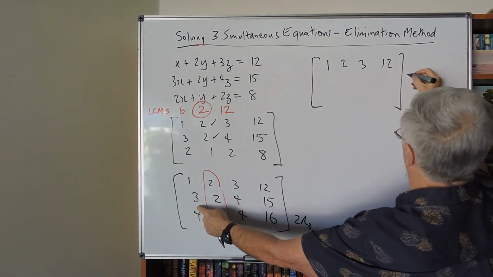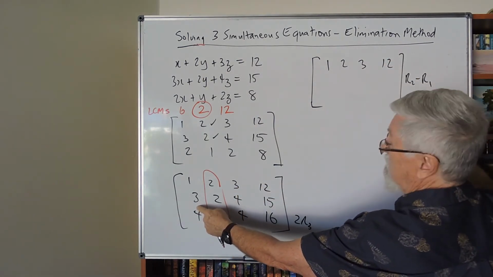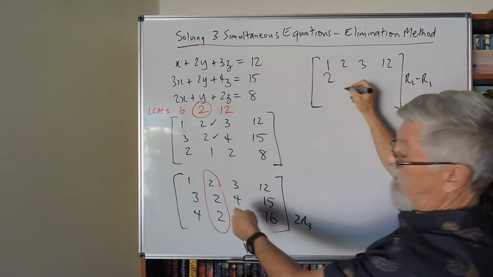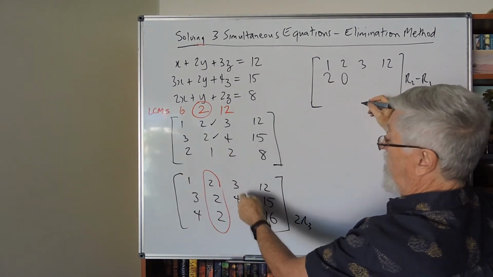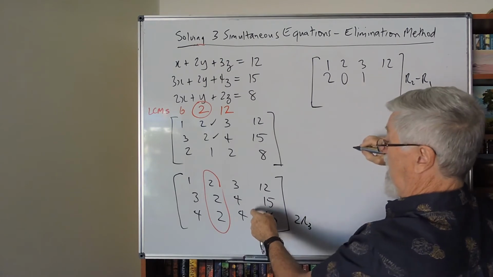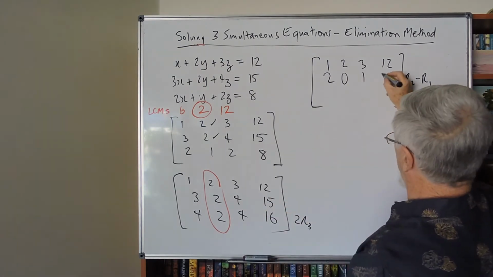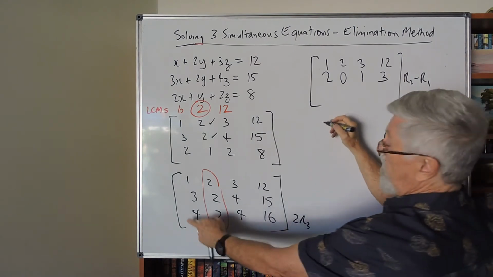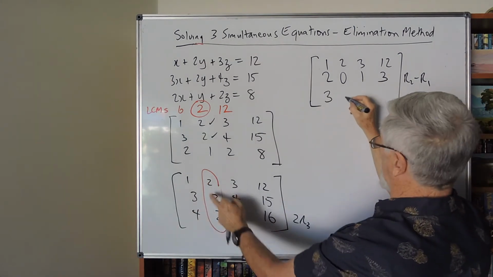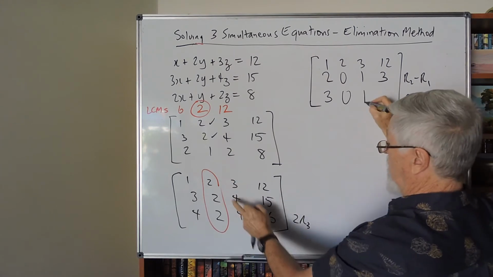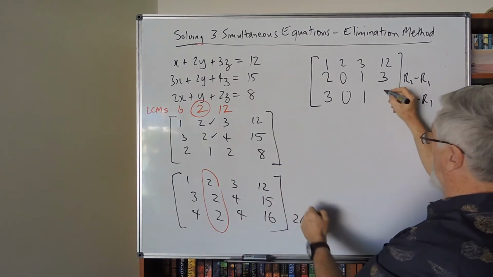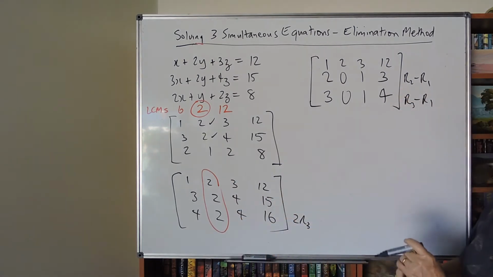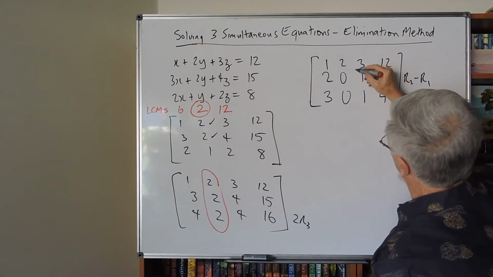On this one here I'm going to go row 2 take row 1: 3 take 1 is 2, 2 take 2 is 0, 4 take 3 is 1, and 15 take 12 is 3. What I do next, row 3 take row 1. So 4 take 1 is 3, 2 take 2 is 0, 4 take 3 is 1, 16 take 12 is 4. So what do I want next? I want to get a third zero.